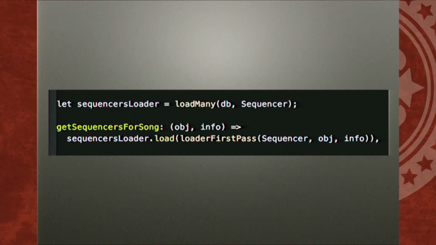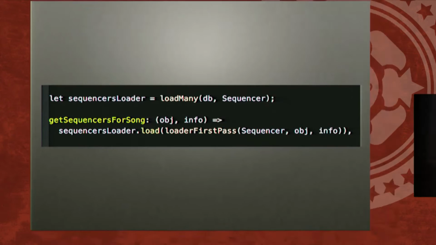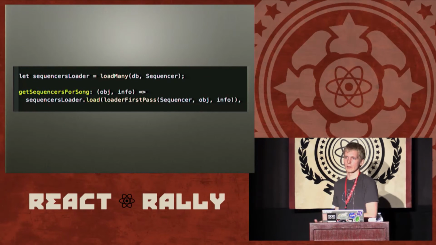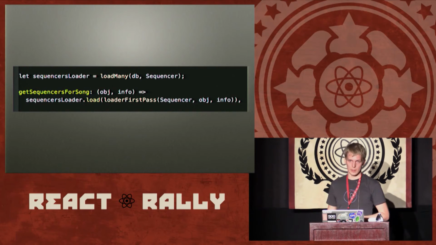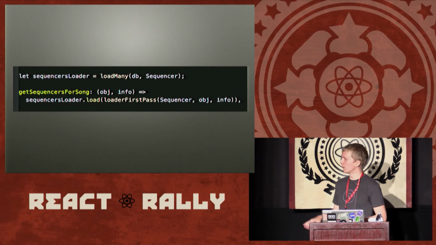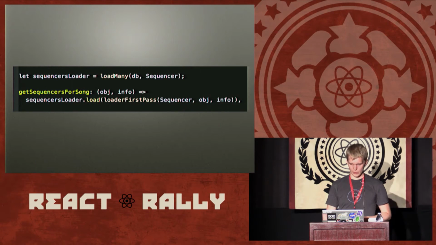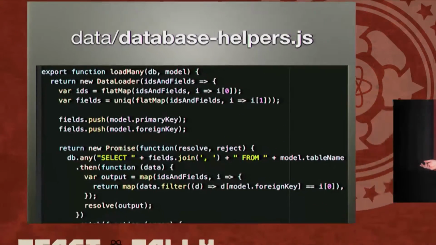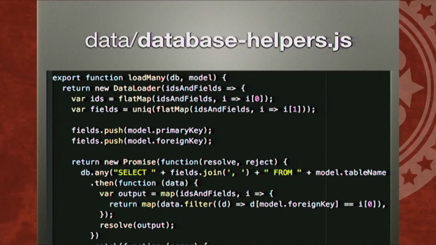Every time you call .load, it doesn't actually load the data. It just queues it up to be loaded and returns a promise. Then, when you get the result of the promise, you run one query for all of these .load statements. That's the data loader pattern, made a little easier using these helper functions. You can see here that it takes this information, instantiates a new data loader, and then composes a SQL query.